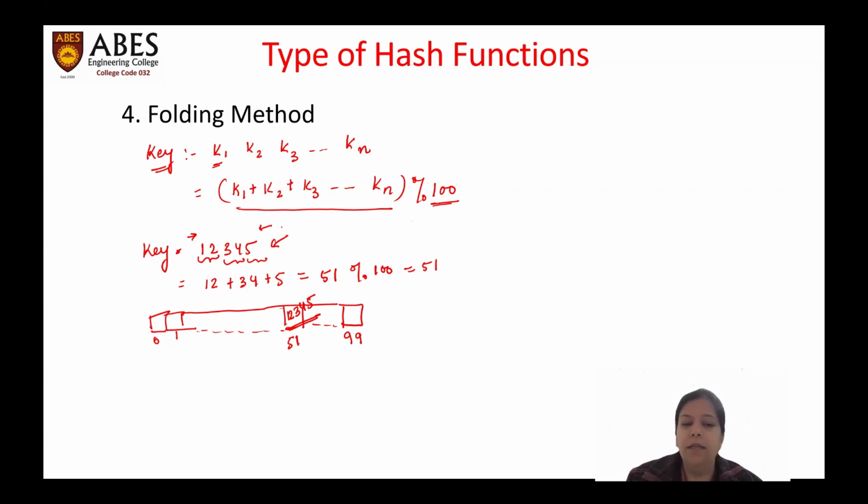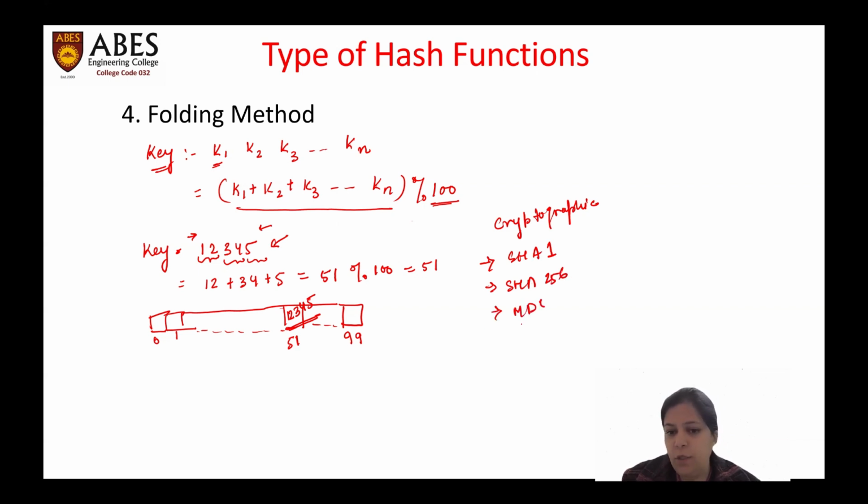Then after these types of hash functions, there are various other types of hash functions as well, like the cryptographic hash function. These cryptographic hash functions are used to create ciphertexts, and this includes SHA-1, SHA-256, and then we have MD5, and so on. There are many cryptographic functions.